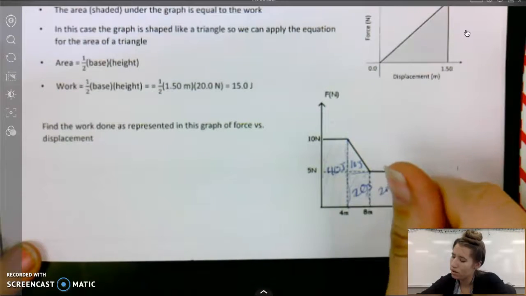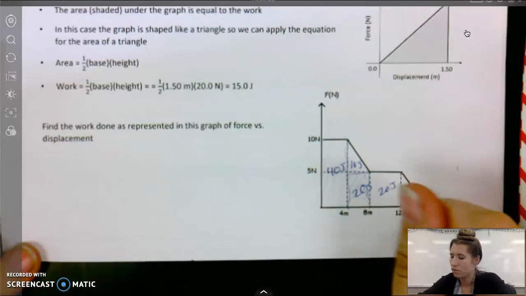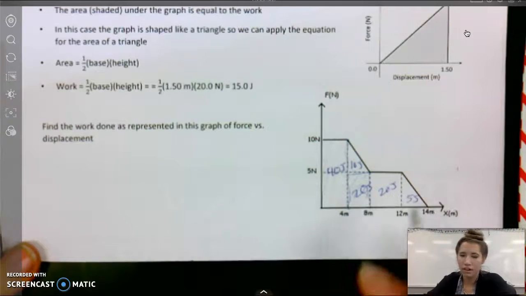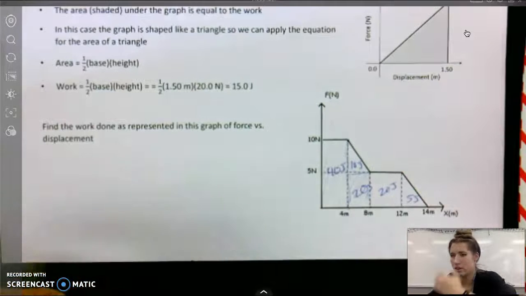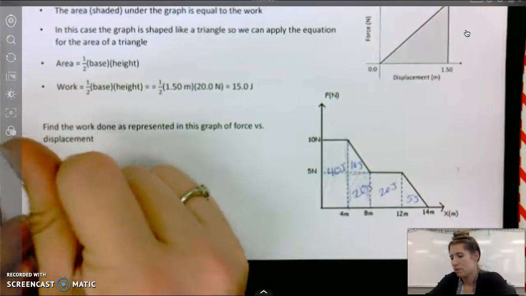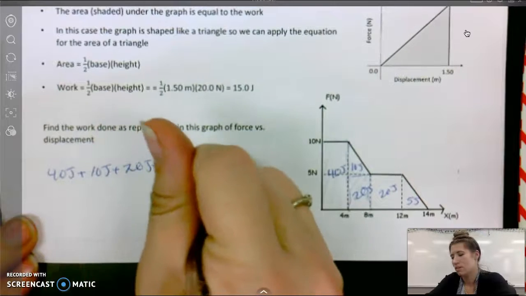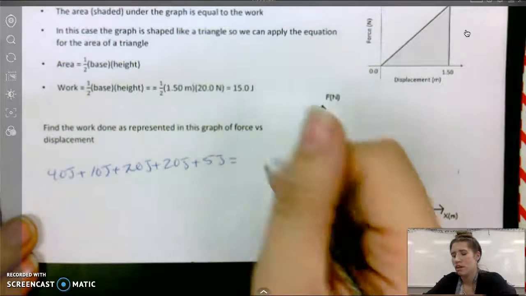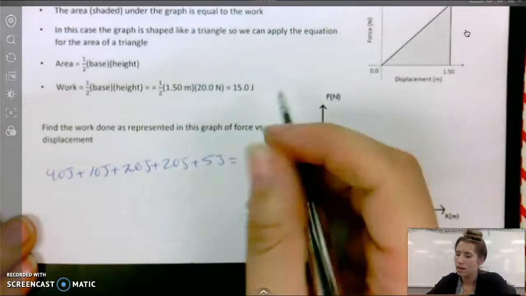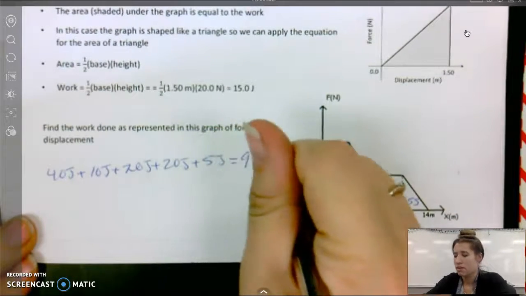And then this one's a little bit different, 12 to 14, so the base would be 2, so half of that would be 1 times the height of 5, so that would be 5 joules. Now I'm just going to add all that up together because that's the area underneath the curve. So I'd take my 40 joules plus my 10 joules plus the 20 joules, and 5 joules. And I get a total work done on this object of 95 joules.